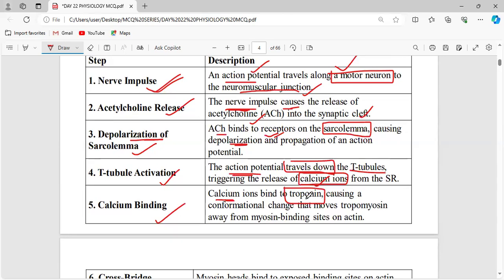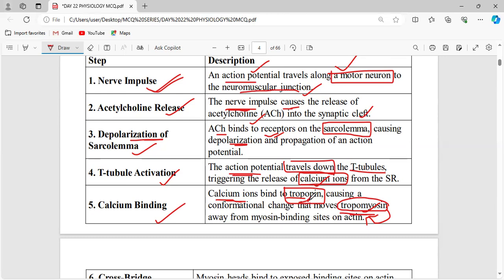Once the calcium ion binds to the troponin, it causes a conformational change, which means a structural change. Once the structure has changed, that moves the tropomyosin, which was blocking the myosin binding site on the actin. Once the calcium ion binds to the troponin, this causes the structural change, and it immediately takes away the tropomyosin.